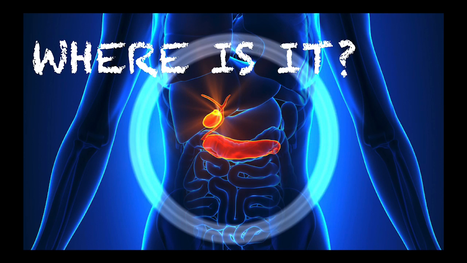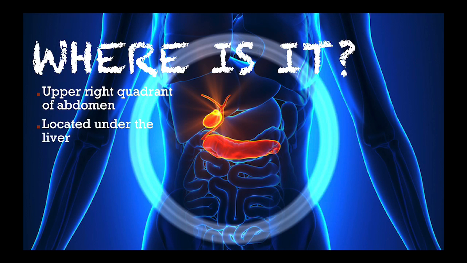Where is the gallbladder located? It is in the upper right quadrant of the abdomen, located under the liver, and is usually hollow and pear-shaped in structure. So if you see on that picture in the background, that golden little pear-shaped structure, that's your gallbladder.